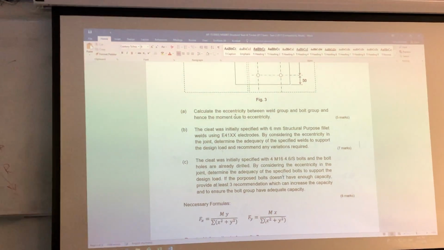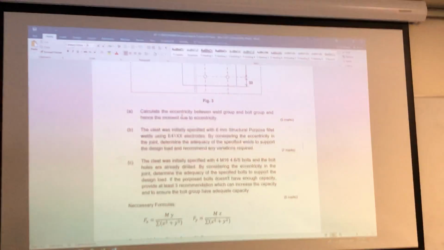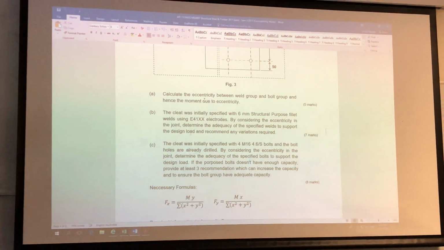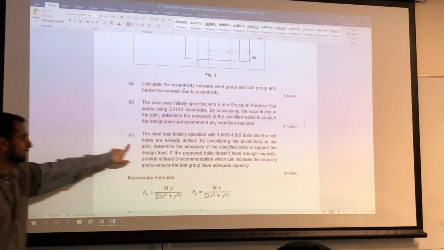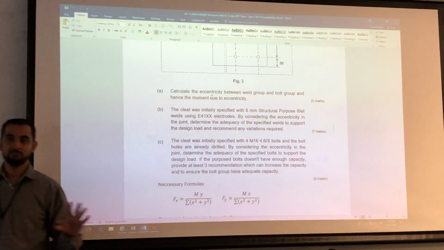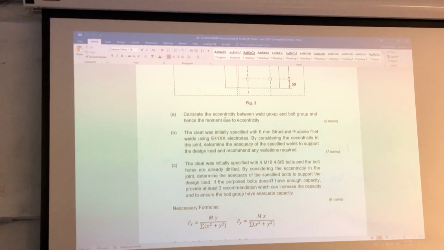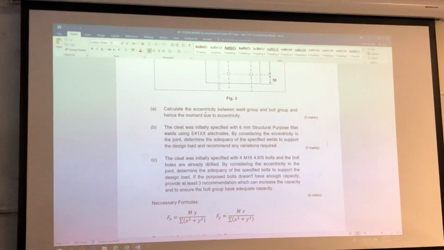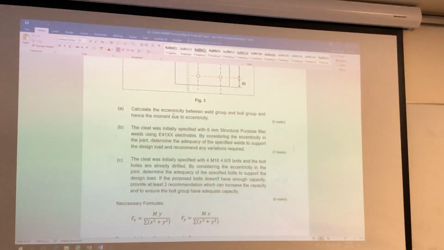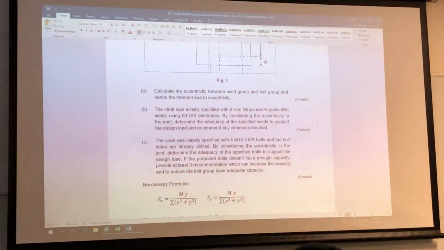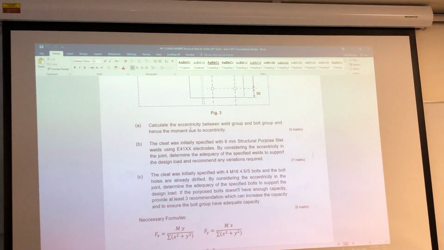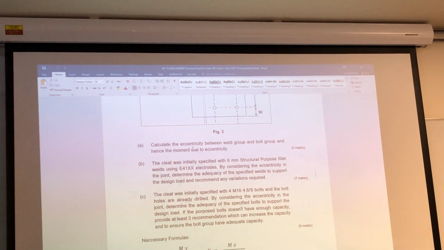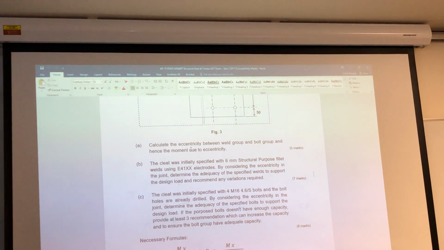So the second part is the cleat was initially specified with 4 M16 4.6S bolts, and the bolt holes are already drilled. So that is a trick, it's already drilled. That means we have to stick to it. You know, we can change, but drilling inside with a hand drill in existing holes is not safe. When the drill rotates in an existing hole, sometimes it makes little hooks in the steel. It's not uniform, and then the drill can get stuck.